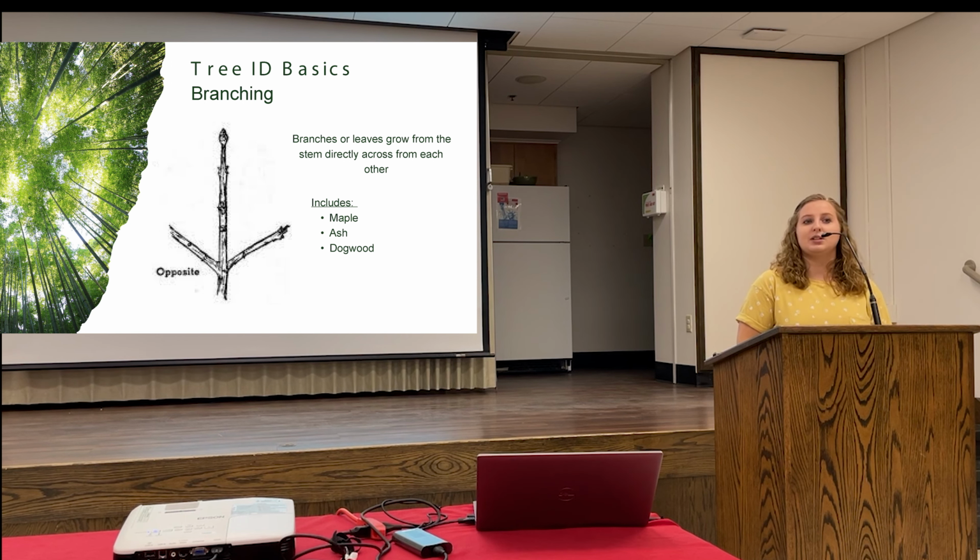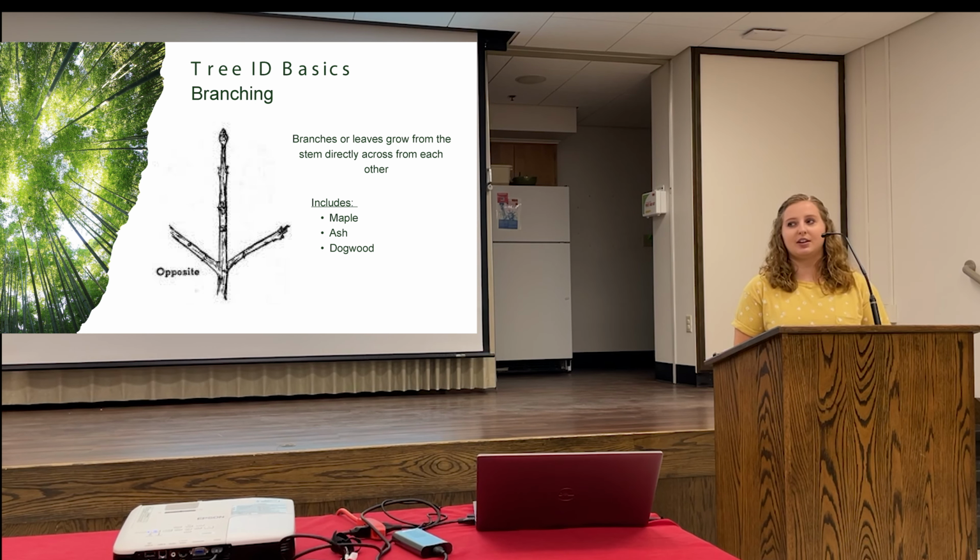And then next we have opposite. These are when two branches or leaves grow from the same spot on the branch or the stem. If you're doing it with your hands, they originate in kind of a V shape. This includes species like maples, ashes, and dogwoods.